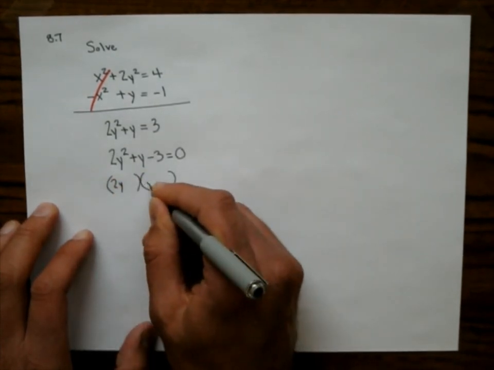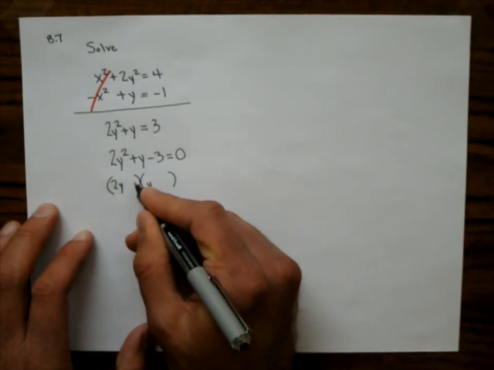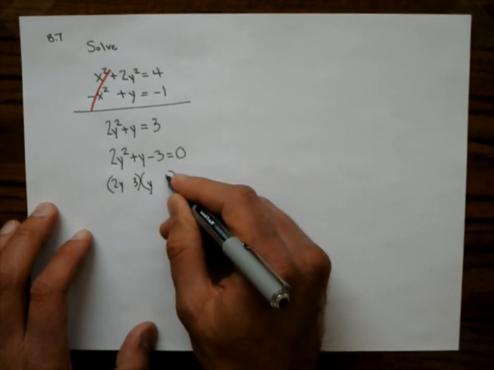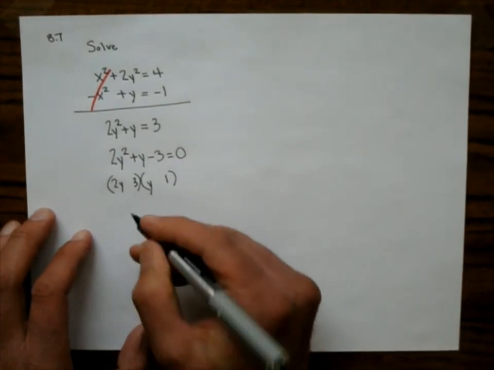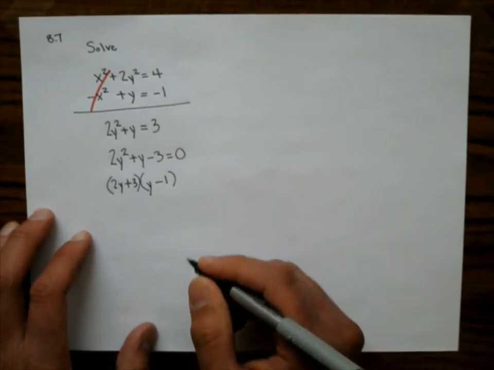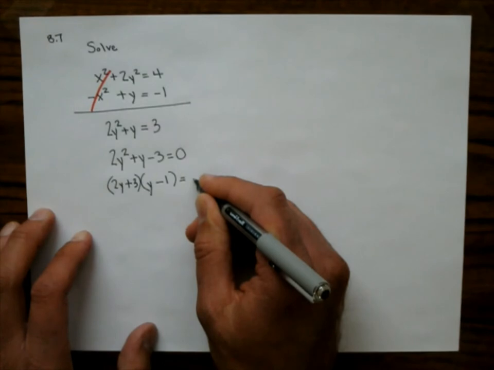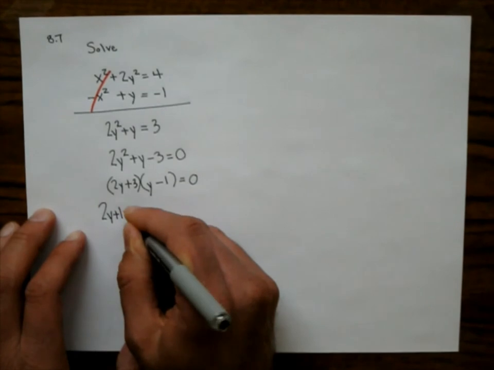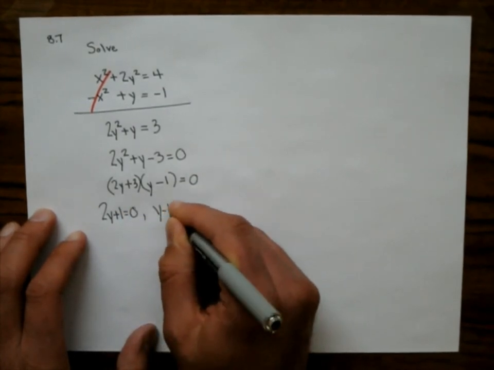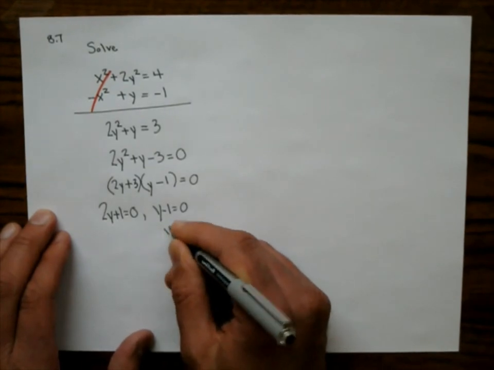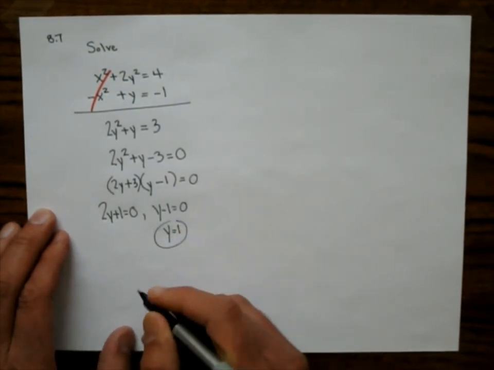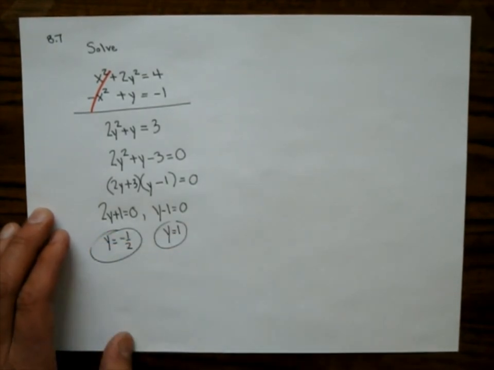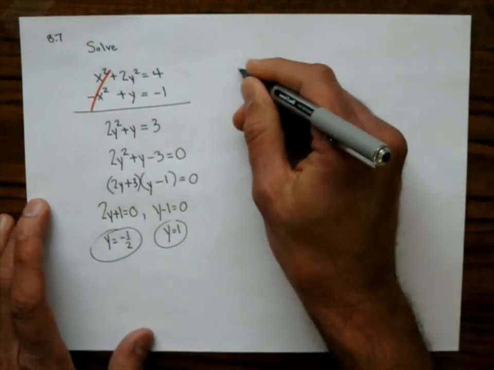Here's a 2y and a y. If I put the 3 right there, and the one right there, put a plus there and a minus there. Yeah, does look like it factors. Set each of those factors equal to 0. And on this one, I get y equals 1. On this one right here, I get y equals negative 1/2. So let's go ahead and bring these guys up here.